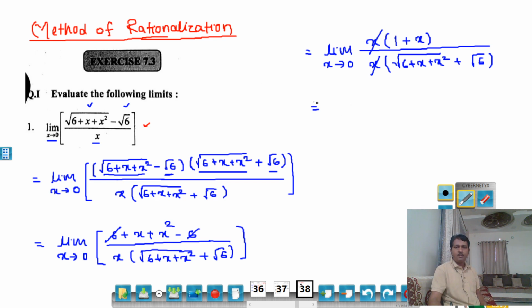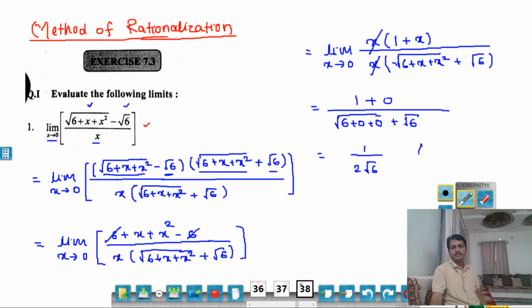So put the value of x directly, and I will get here 1 plus 0 divided by square root of 6 plus 0 plus another root of 6. That is 1 upon 2 root 6. Root 6 plus root 6 is 2 root 6. So that is your answer. Okay.